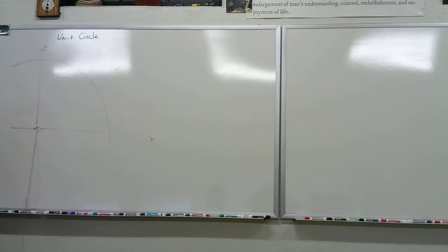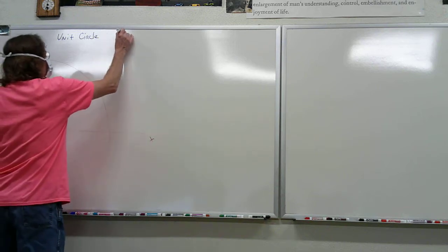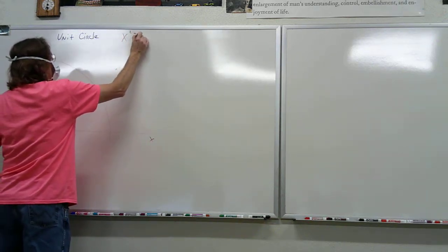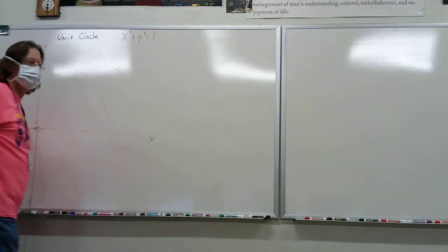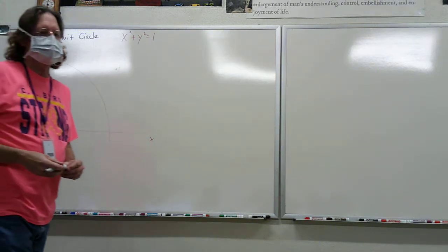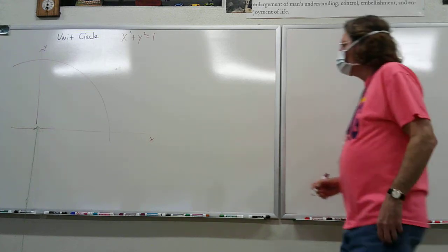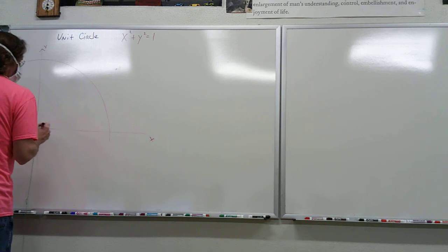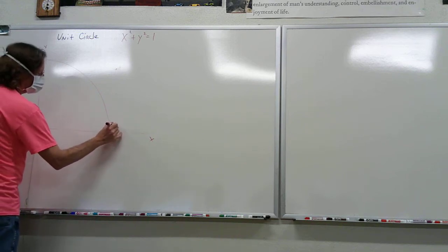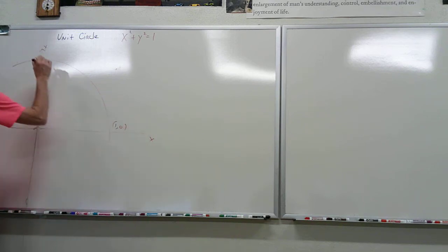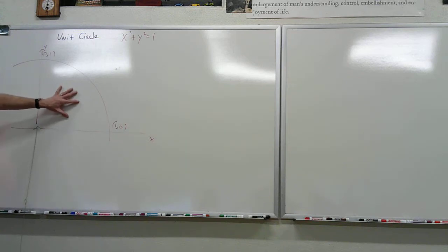Okay? The unit circle is based on the formula x squared plus y squared equals 1. That's what the unit circle is based on. So the center is at 0, 0, and the radius is 1. So this point right here has to be 1, 0. This point up here has to be 0, 1. And needless to say, there's a point back here, negative 1, 0, if you have the whole circle, which we're going to do tomorrow. Today we're just going to concentrate on this quadrant.